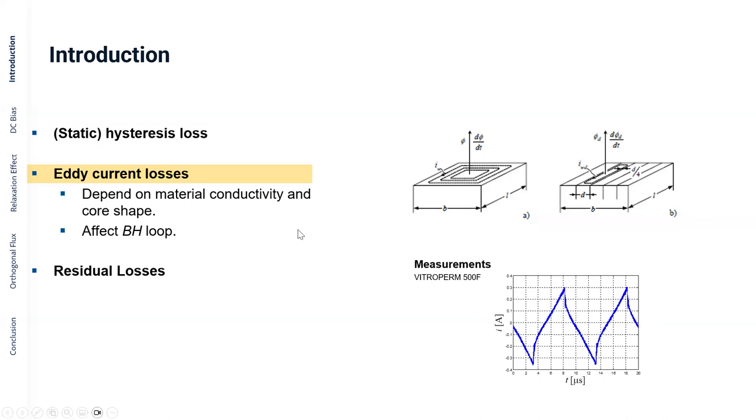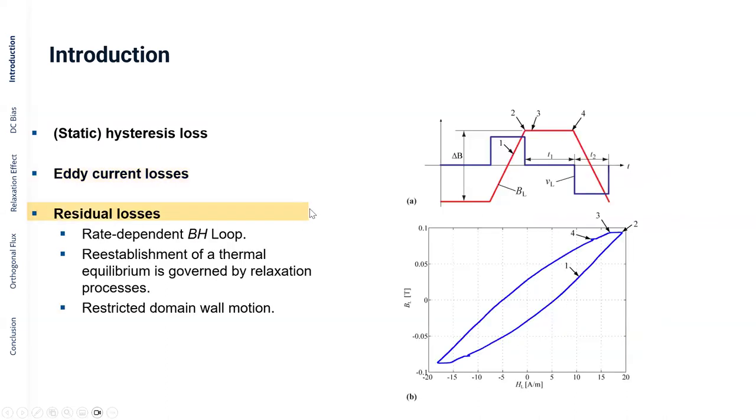A third loss type is basically just the sum of all other effects, so-called residual losses. And here is an example where you can see how they affect the BH loop. Generally, you have a BH loop as shown here. You again apply a certain waveform to the core. It doesn't have to be like here. This effect happens all the time, but in this case, you can see it quite nicely.